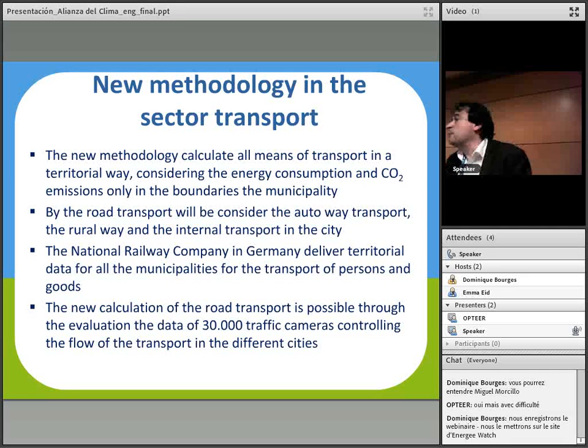And for example, we have companies like the National Railway Company, the Deutsche Bahn, who are providing specific data for the transport of persons or for the transport of goods at the municipal level too, because they have an internal system that makes possible the division of the data for Germany too, for example.